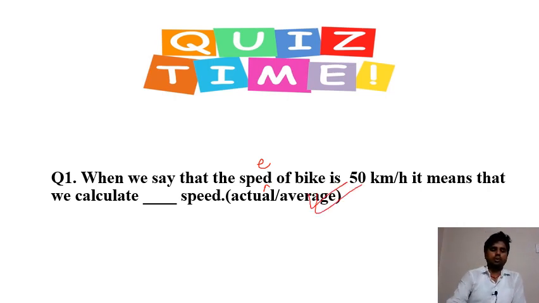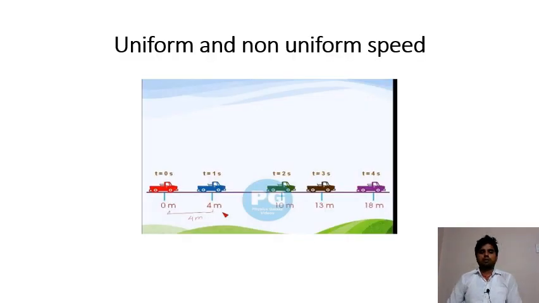So moving forward, here we have to study now about uniform and non-uniform motion. Okay, what does uniform speed mean and what does non-uniform speed mean? First of all, we will analyze this image, and for that I will give you 30 seconds and you have to analyze whether it is uniform speed or non-uniform speed given in this image.